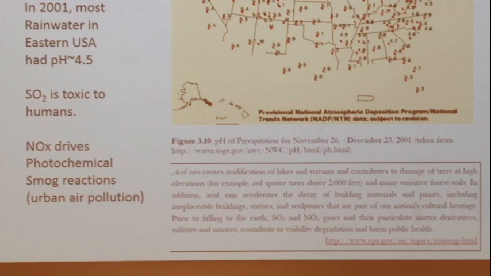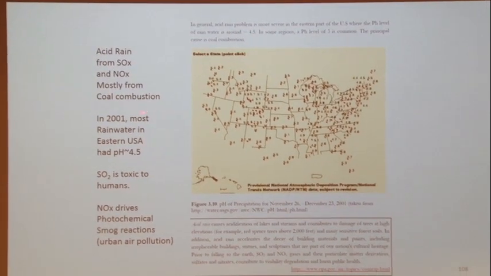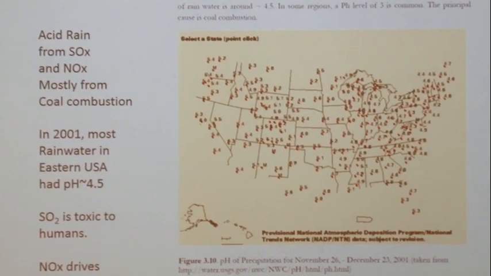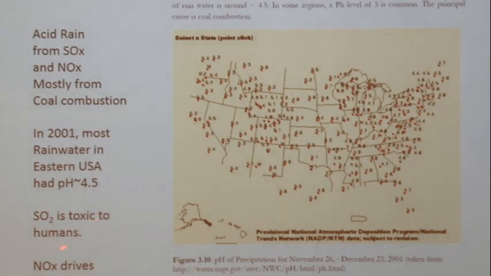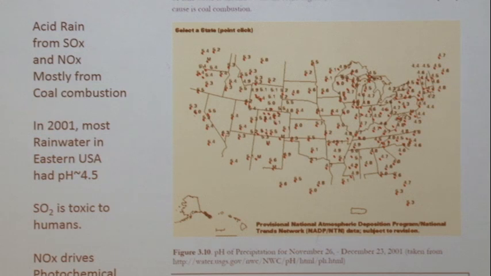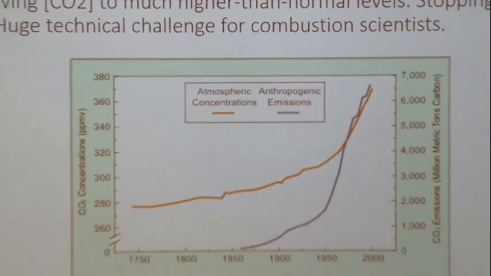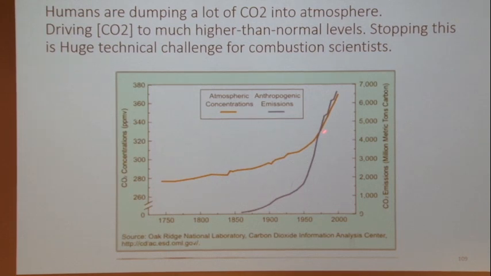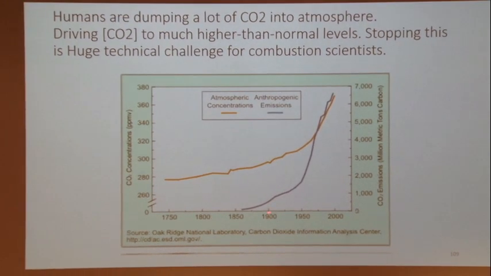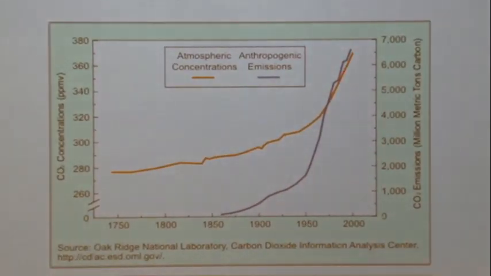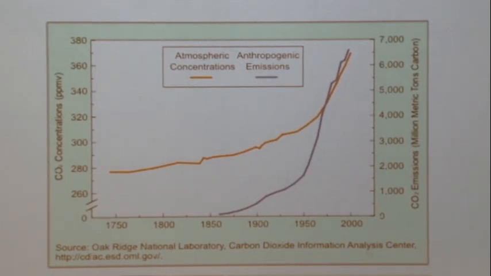These are maps of the emissions, acid rain. In 2001, most of the rainwater in the eastern US had pH 4.5, which is pretty acidic. pH equals 7 is neutral. The SO2 is also toxic to humans, and the NOx makes smog, so these are all pretty bad pollutants. They're all pretty heavily regulated in the developed countries now. And there's the CO2. This is the CO2 concentration in the atmosphere versus time, and you can see it's going up pretty fast because we're burning a lot of fossil fuel. This is the anthropogenic emissions over time. You can see it's going up pretty fast because people like to drive, people like to have electricity.